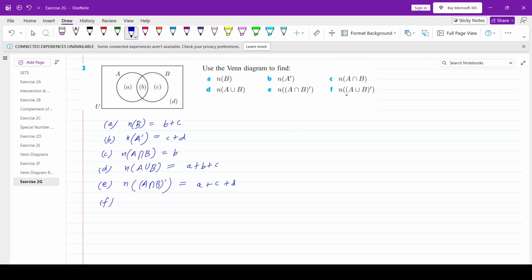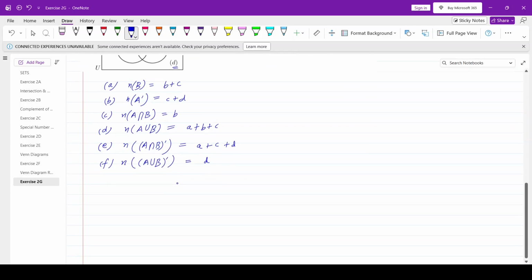The number of elements in the complement of A union B. First, what is A union B? A union B is this whole part. This whole region is A union B. And everything apart from this region is only this part. Therefore, this is going to be d. Let's move on to the next question.